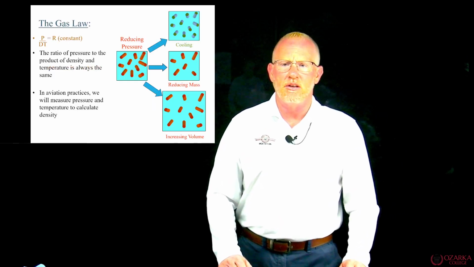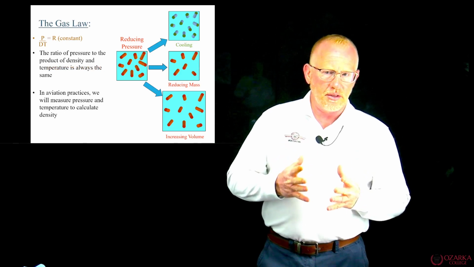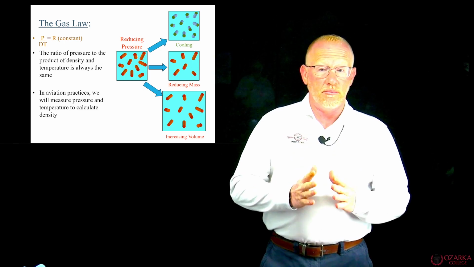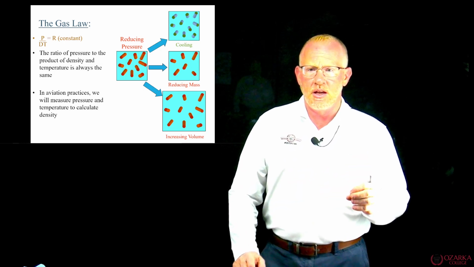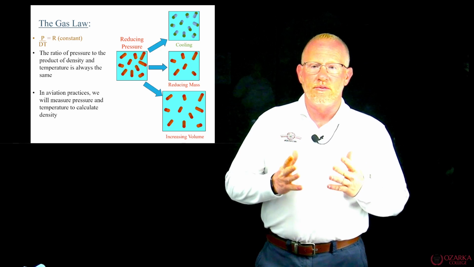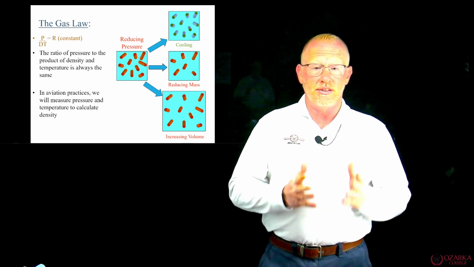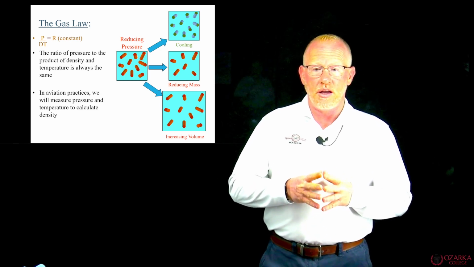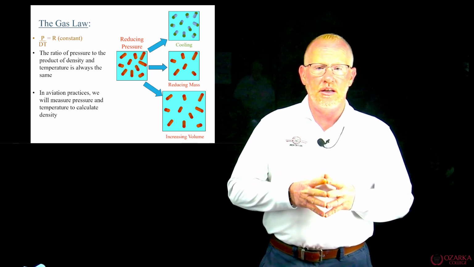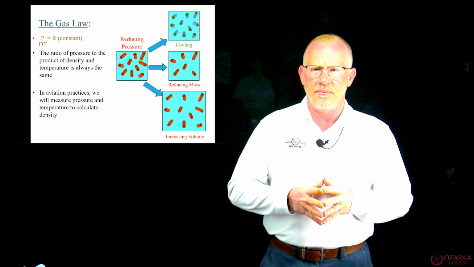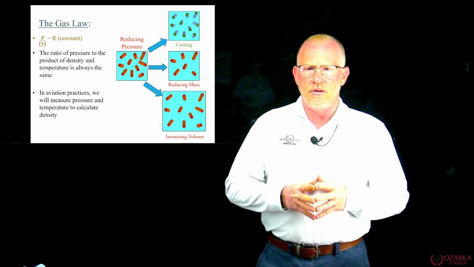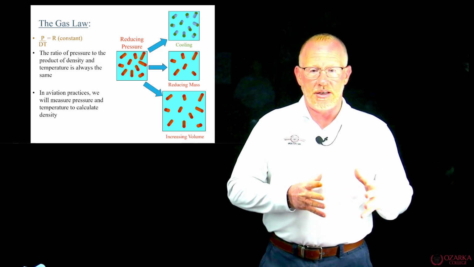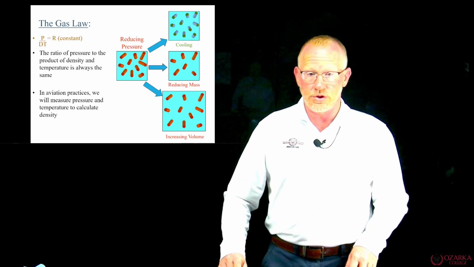Now let's look at the gas law. So we've already determined that pressure over density and temperature gives you a constant. Now the ratio of pressure to the product of density and temperature is always the same. In aviation practices, we will measure pressure and temperature to calculate density. Okay? So reducing pressure relates to cooling, reducing mass, and increasing volume. So you need to be aware of this.